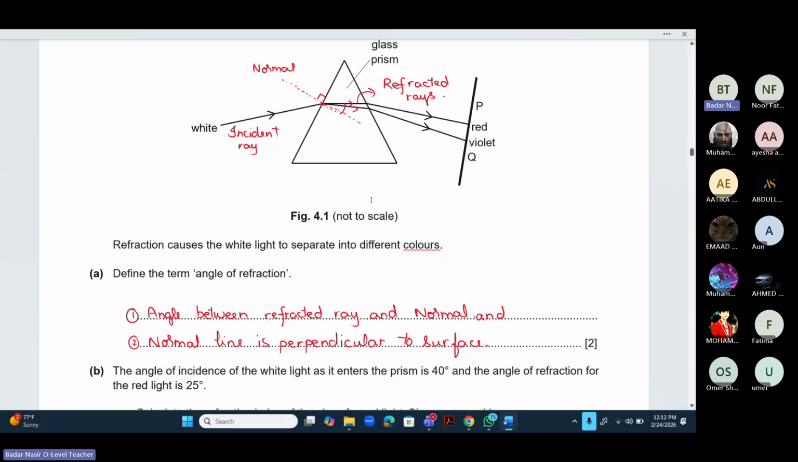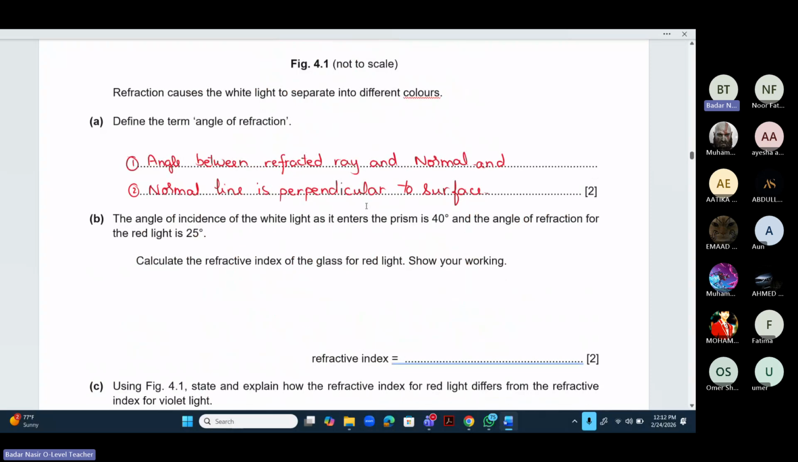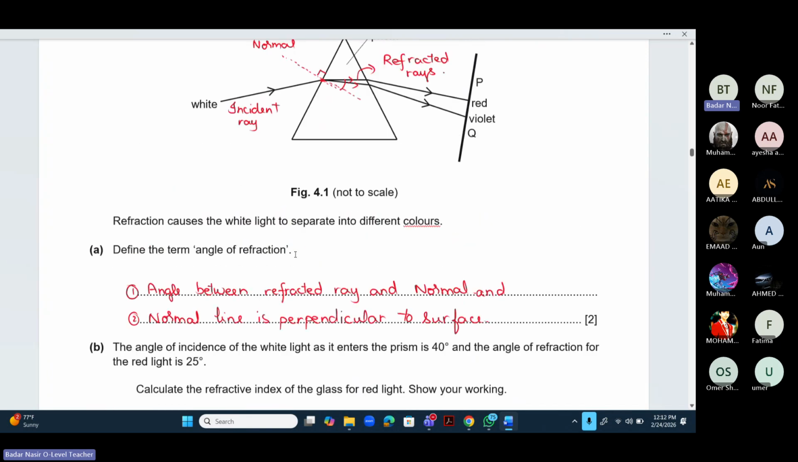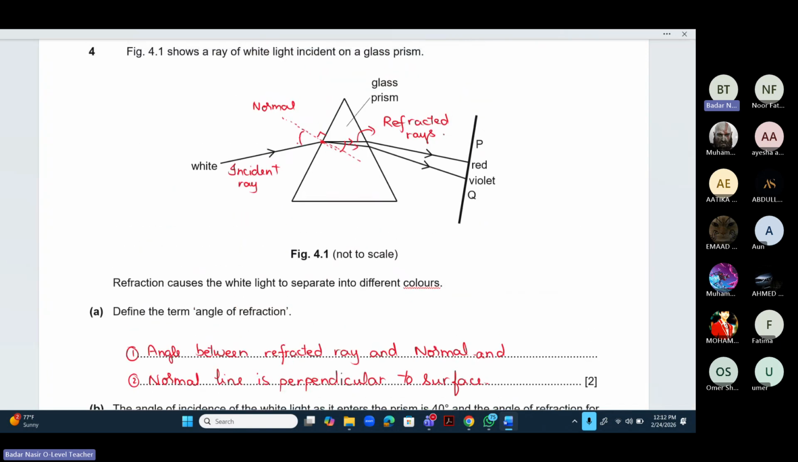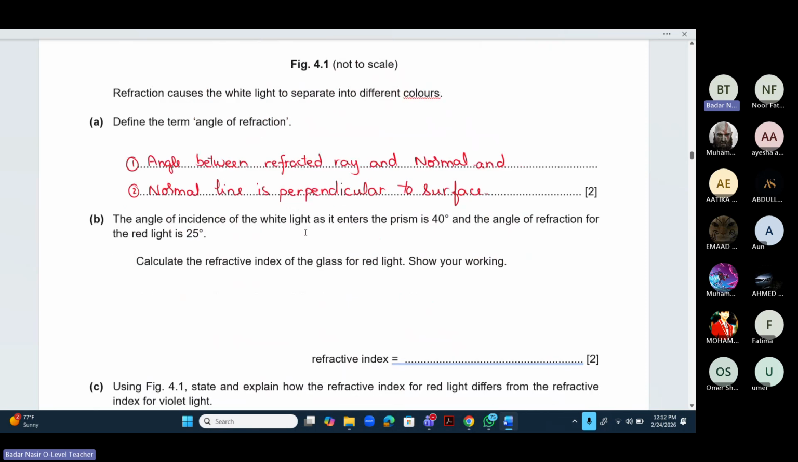The angle of incidence of the white light as it enters the prism is 40 and the angle of refraction of the red light is 25. So angle of incidence is 40 and the angle of refraction of the red light is 25. So we have to calculate the refractive index of the red light.